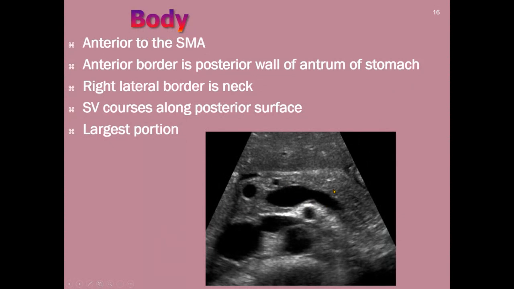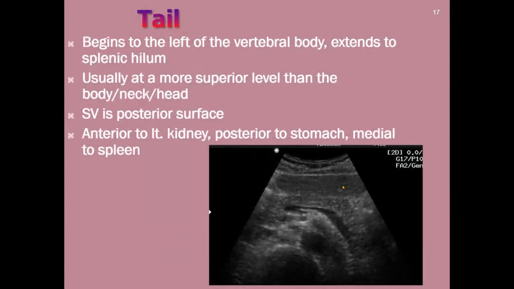Your body is this whole area. We don't have a certain point where the body ends and the tail begins, but it's anterior to your SMA, this area. Okay. Your anterior border, this right here, is the posterior wall of the antrum of the stomach. Okay. The right lateral border is your neck. Your splenic vein courses posterior. And the body is the largest portion, and this would be the widest portion here.